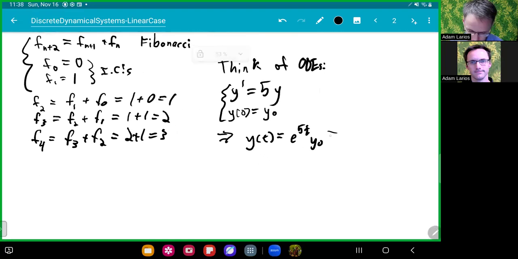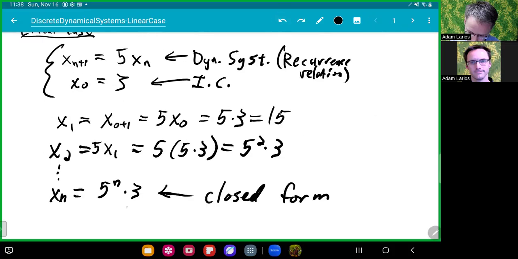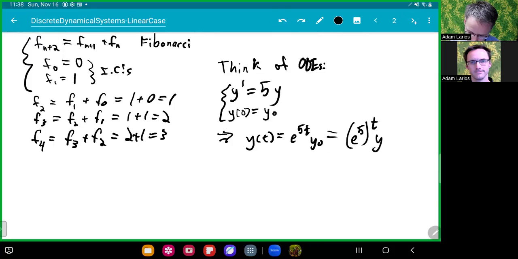And notice that in this case, I think sometimes people kind of overlook this. This is just a number to the power t times the initial data, of course. E to the 5 just being some number, right? So that's pretty strongly analogous to this. It's just 5 to the variable we're interested in times the initial data. So, okay, that's how we start with first order ordinary differential equations.